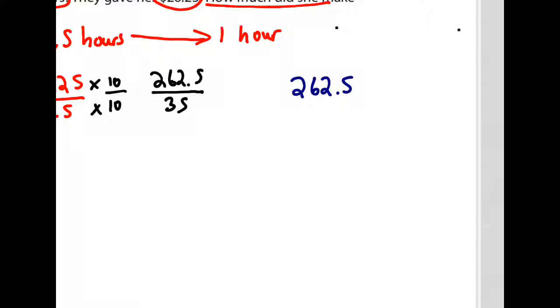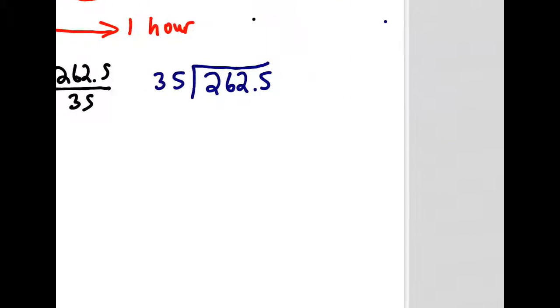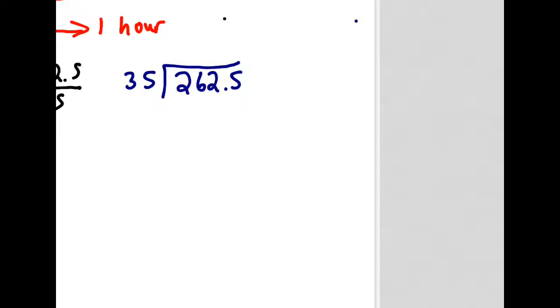262.5 divided by 35. So first, let me figure out what 35 goes into. Let me get my decimal here. It does not go into 2 or 26. It will go into 262. So I'm going to start with a little counting by 35 list, but I'm going to start at 5.